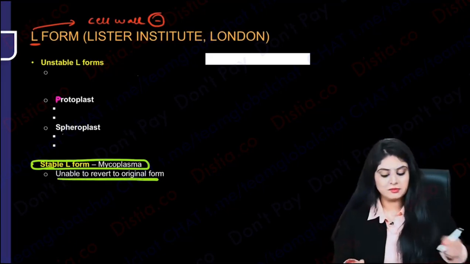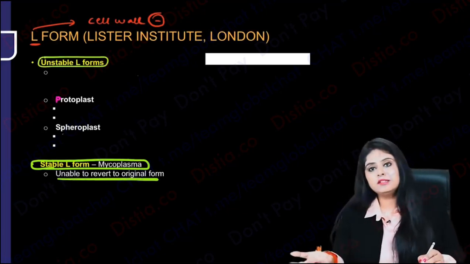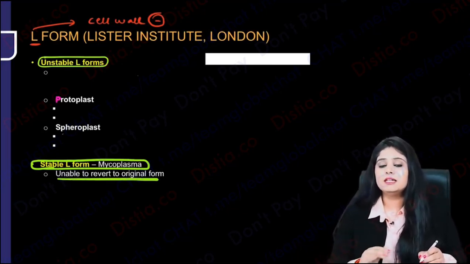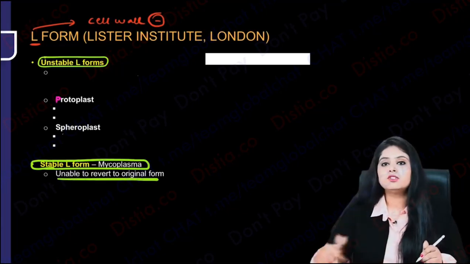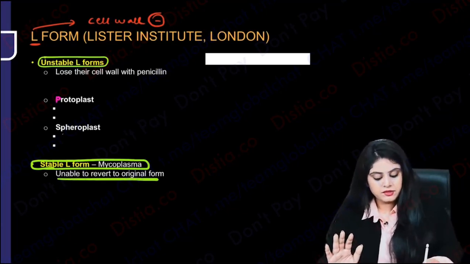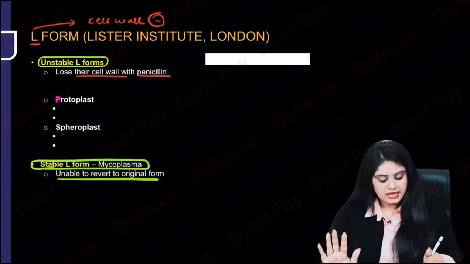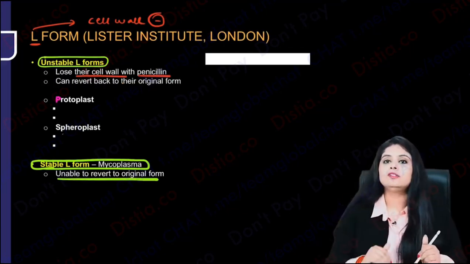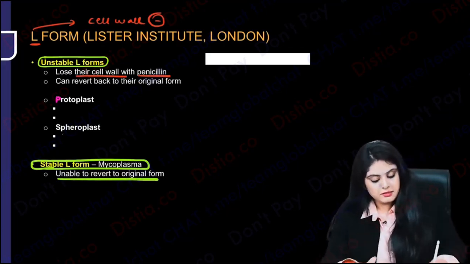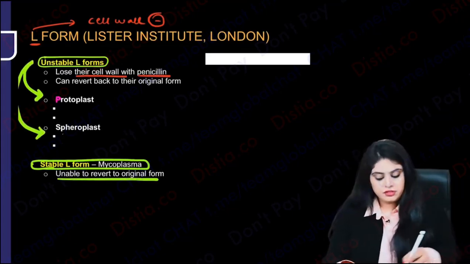That is mycoplasma. Unstable L forms are a little concerning because sometimes they lose their cell wall, sometimes they get it back. So it's a very unstable kind of up-down happening. Firstly, you will ask me, why does something just lose its cell wall? Whenever it is treated with something like penicillin. So if you treat these organisms with penicillin, they will lose their cell wall, and after some time they might come back to the cell wall form. So a lot of instability is maintained. These unstable L forms are of two types, protoplast and spheroplast.